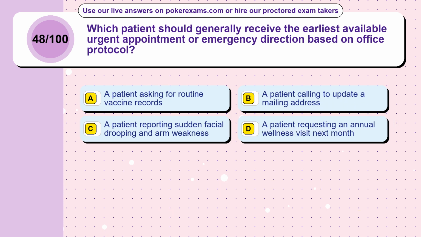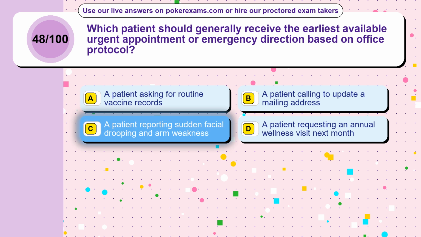Question 48. Which patient should generally receive the earliest available urgent appointment or emergency direction based on office protocol? Option A. A patient asking for routine vaccine records. Option B. A patient calling to update a mailing address. Option C. A patient reporting sudden facial drooping and arm weakness. Option D. A patient requesting an annual wellness visit next month.